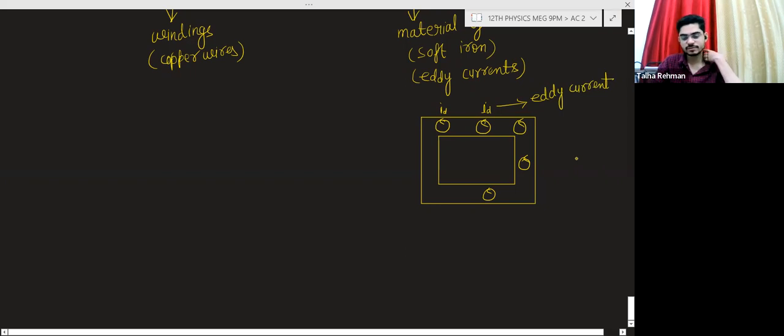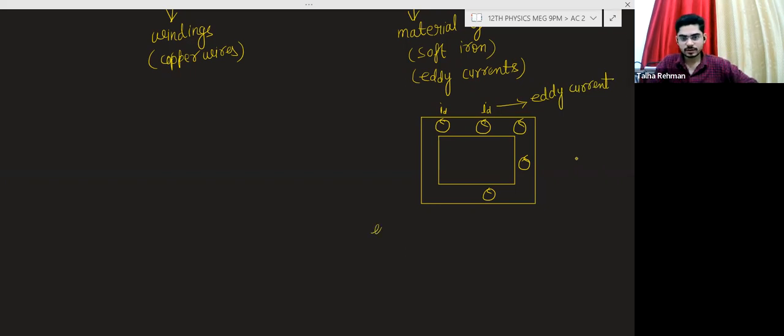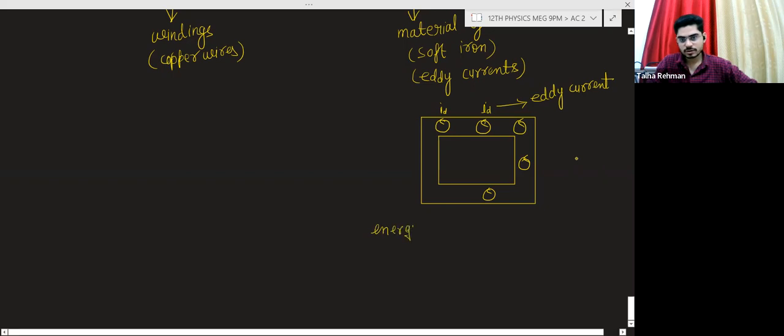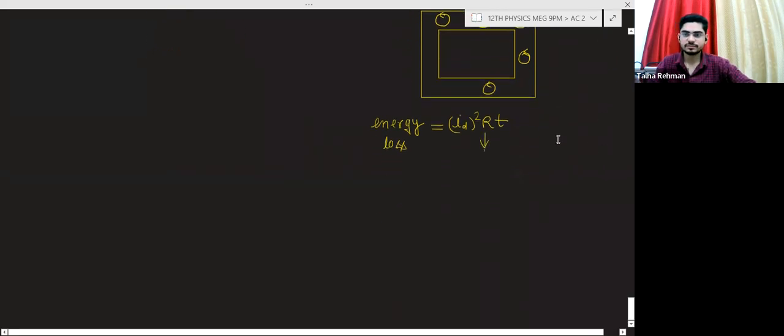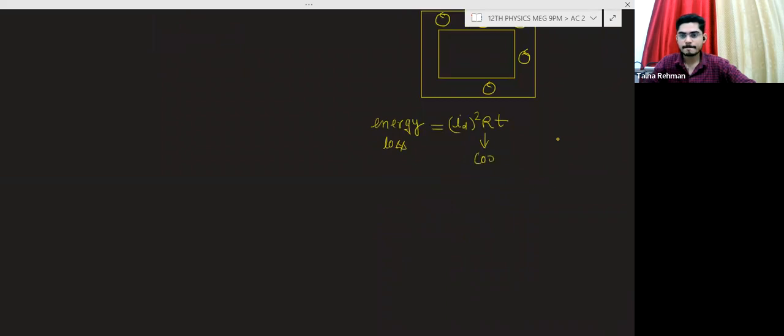So eddy current losses will be due to these eddy currents. Energy loss is given by I_D squared R times time, where R is the resistance of the bulk core material. This will be the energy loss.